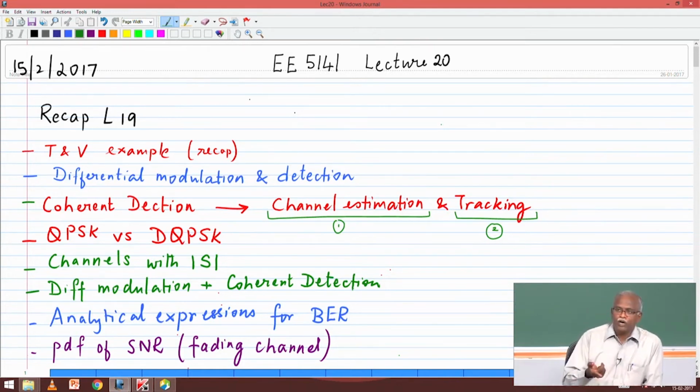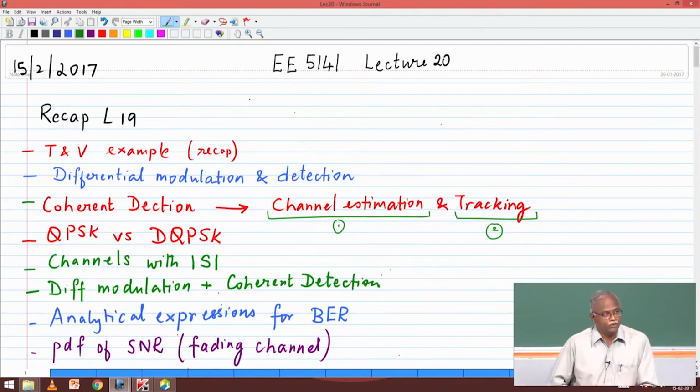Now comes the question of non-coherent detection. Yesterday we said it's not suitable for channels with ISI. Why is it not suitable? Let's give a quick answer to that. Can you have a hybrid? Can you do differential modulation and coherent detection? Can you do coherent modulation and differential detection? Again, interesting questions. The answer to that you should know as a student of digital communications and wireless.